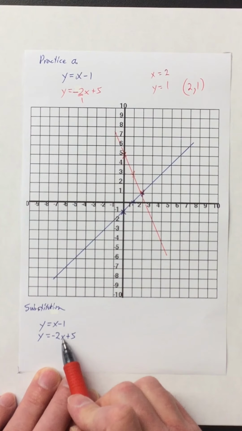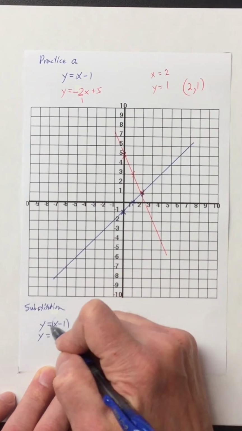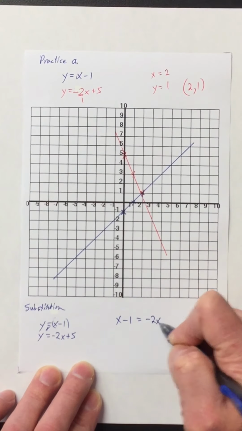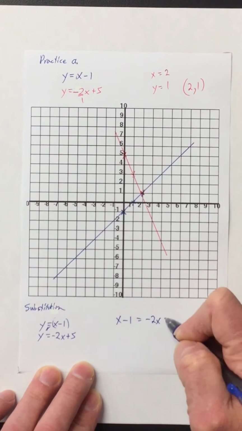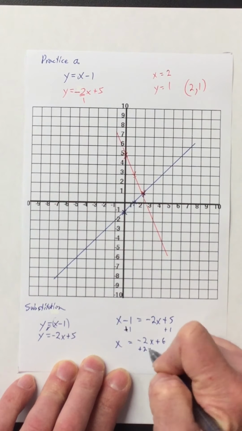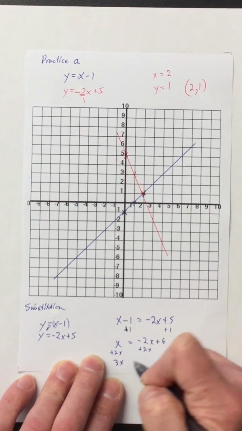So down here, here's my two equations. Let's use substitution, so I'll take this guy and substitute him in for y. So x minus 1 equals negative 2x plus 5. All right, let's add 1 to both sides, giving me x equals negative 2x plus 6. And then let's remove the x from this side. Plus 2x to both sides gives me 3x equals 6. And if I divide both sides by 3, now x is equal to 2.